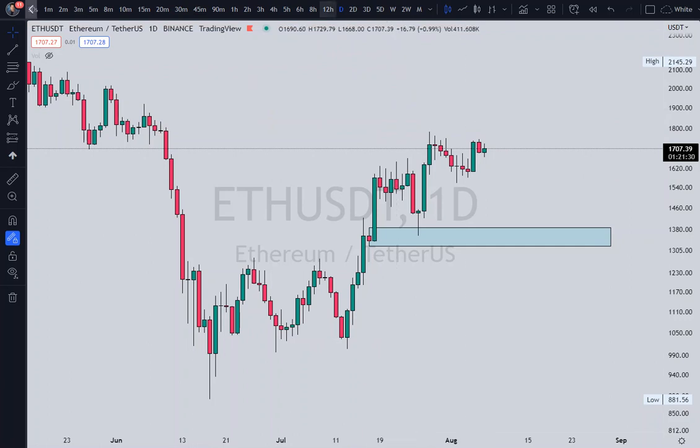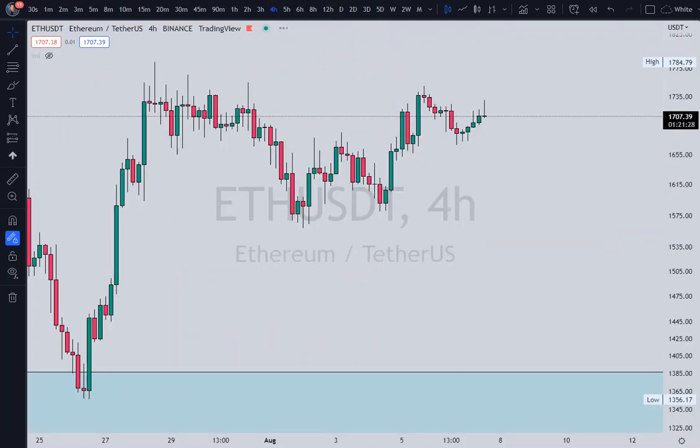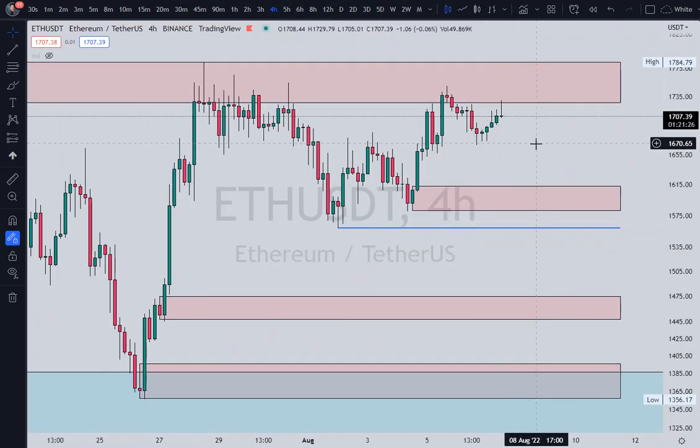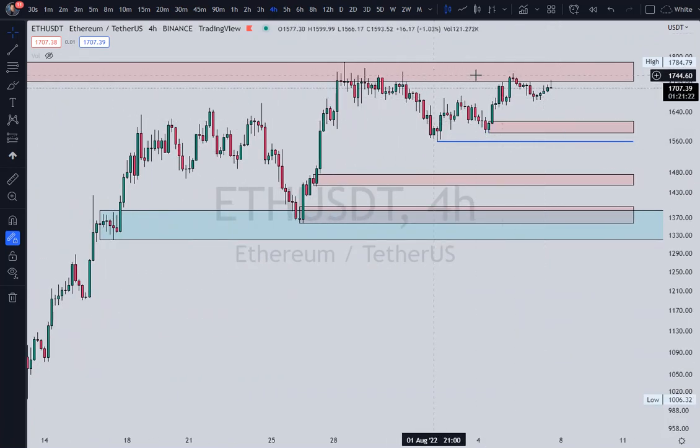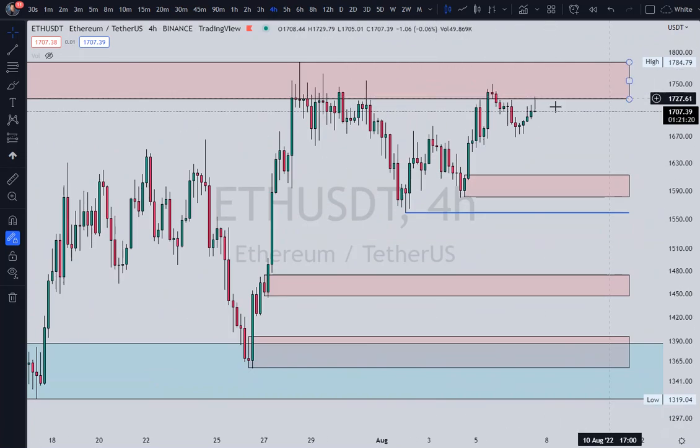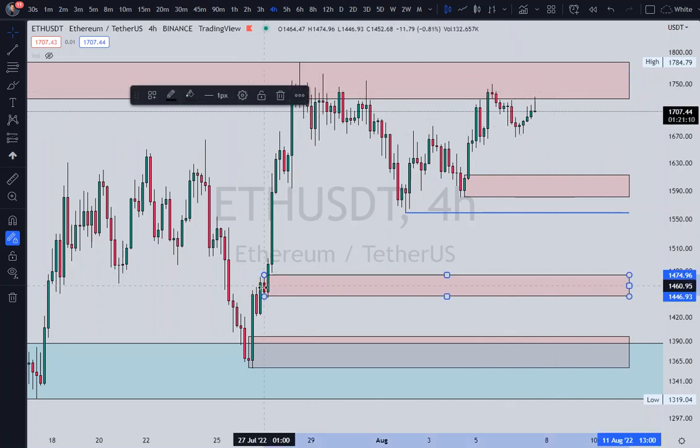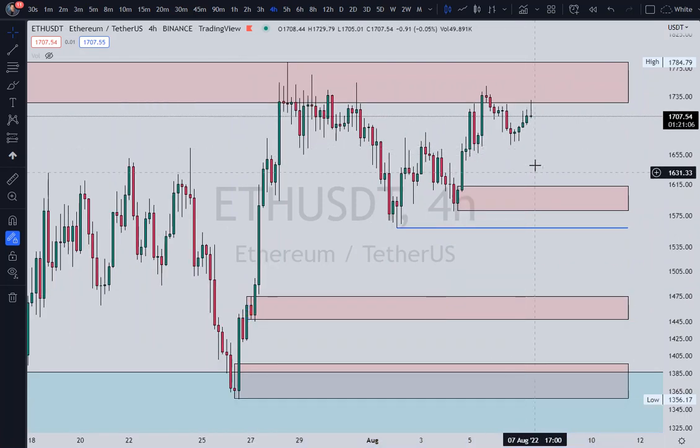And let's go to 4 hours, see what's going on in the 4 hours. Here we are. These areas are important in 4 hours. If you are an intraday trader, or if you are a scalper, you should keep close eyes on these areas, and don't forget to trade levels. Trade only based on price levels.